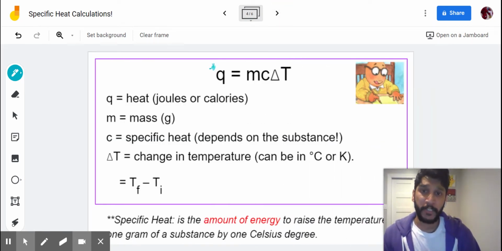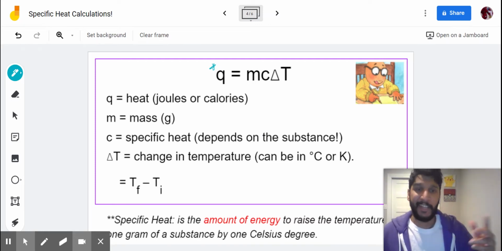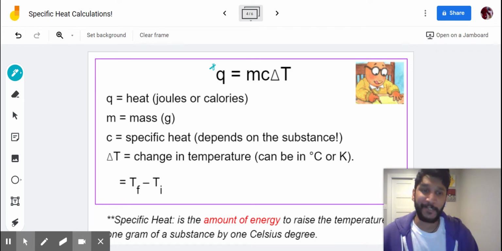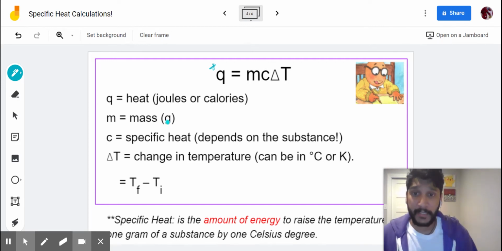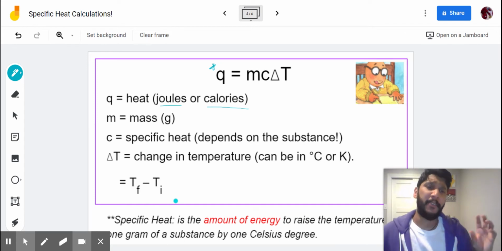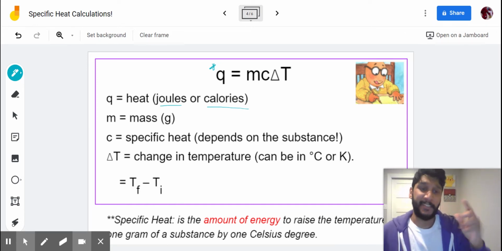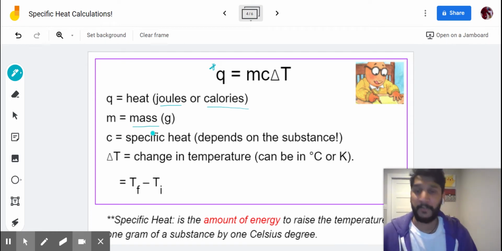All right, so with that, we're going to take a look at our specific heat equation. The specific heat equation is Q equals mc triangle T. Some people refer to this as Q equals MCAT because the triangle is like an A, I guess. So Q stands for heat. The unit for heat is joules or calories. M stands for mass, and the unit for mass is grams.